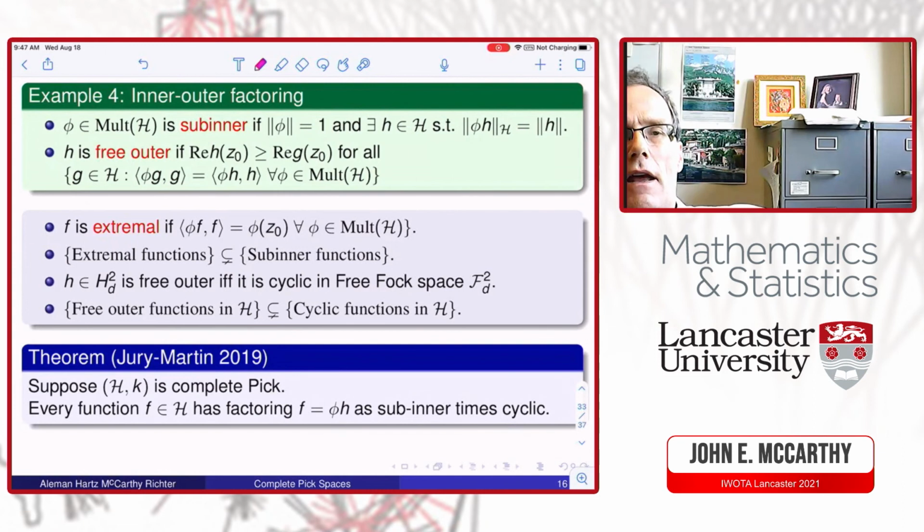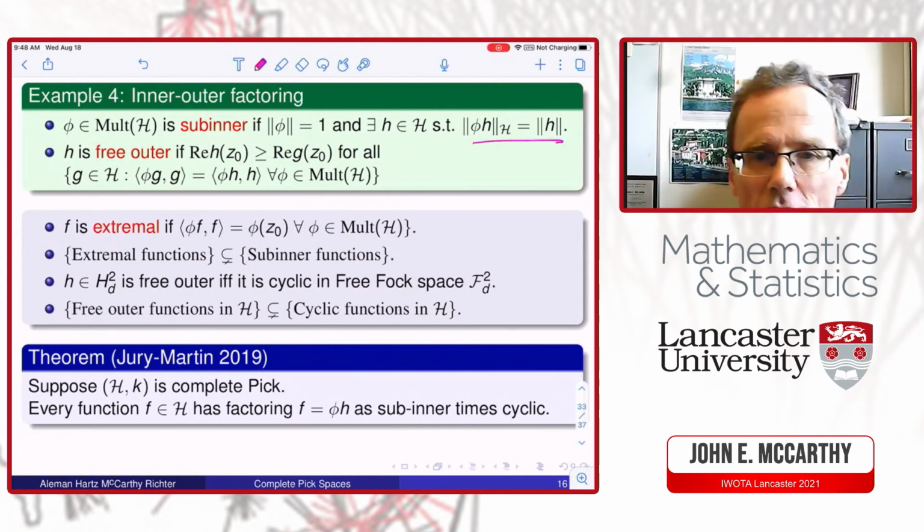Let me give one last example. I'm running out of time, so I'll go a little quickly here. Inner-outer factoring. This is a key to understanding function theory in the Hardy space. So we're going to say a function is sub-inner if it's a multiplier, it has norm 1, and it's isometric on at least one function.